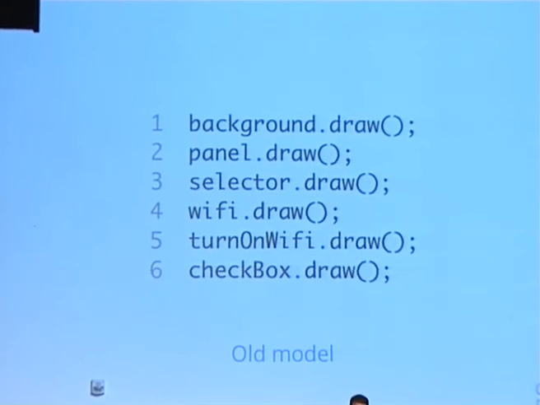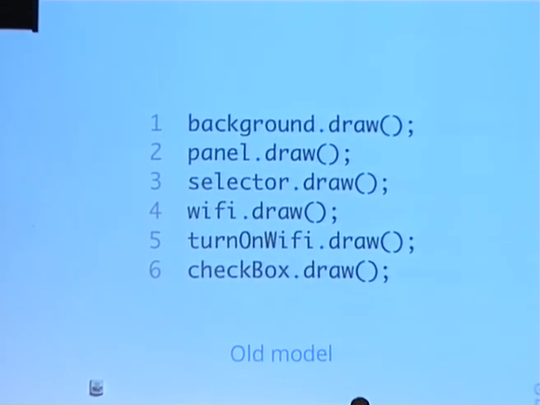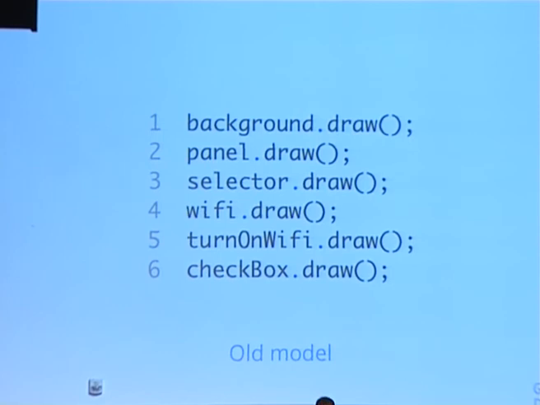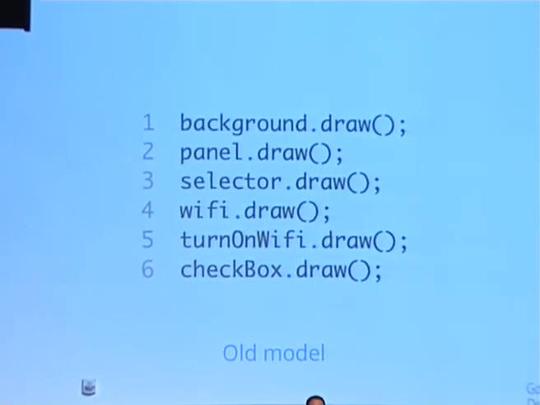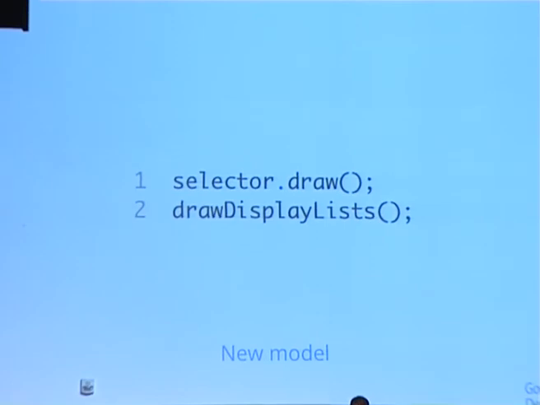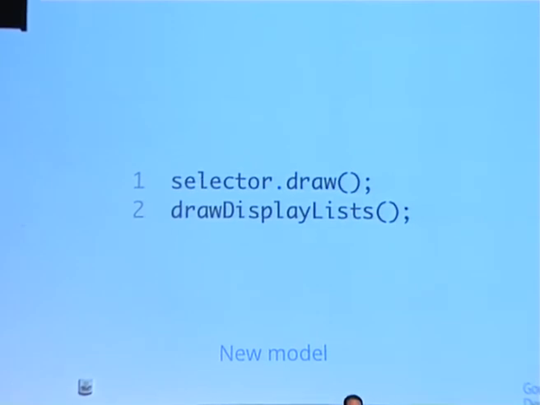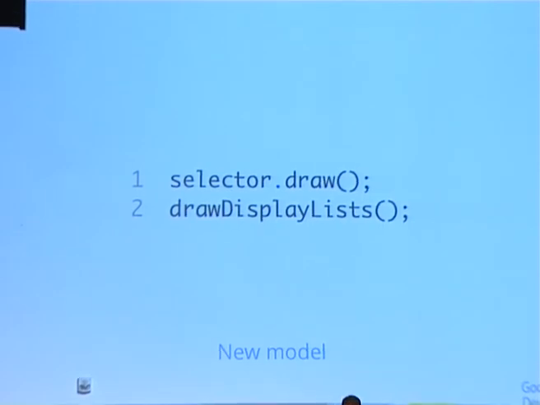You would have to do this. You'd have to redraw the background, redraw the panel, redraw the selector, redraw the Wi-Fi, and run through all these things. And these draw commands from Android, there's the measuring, the laying out, the drawing. These are quite expensive. Now we just do this. You draw the selector on top and draw the display lists for everything else. We already know how to render everything else.